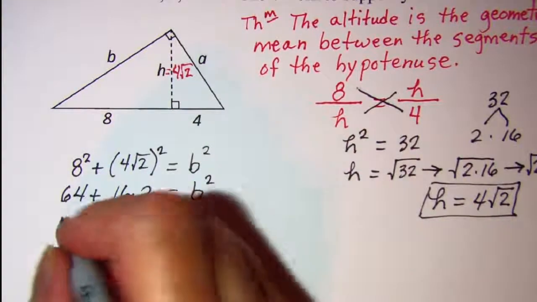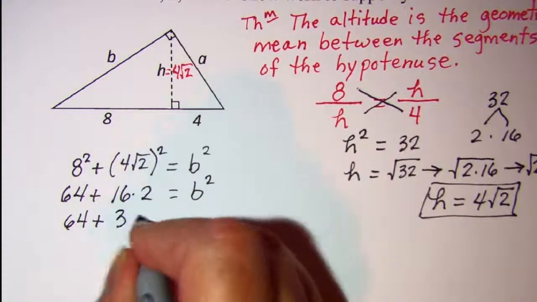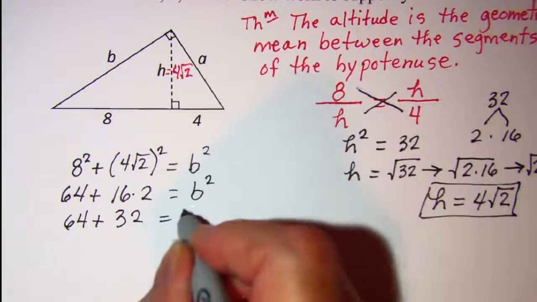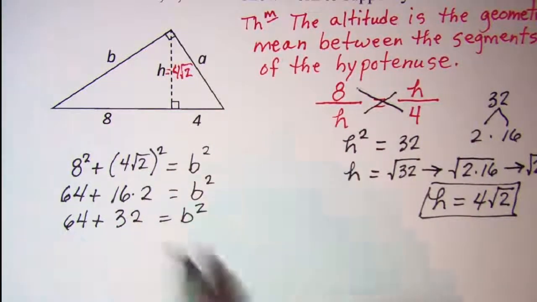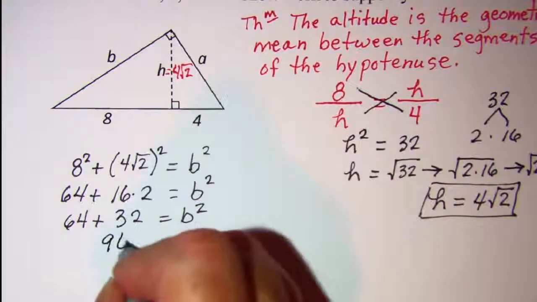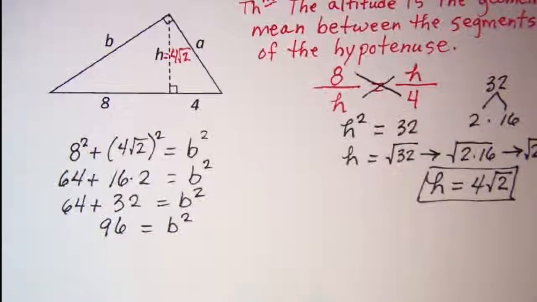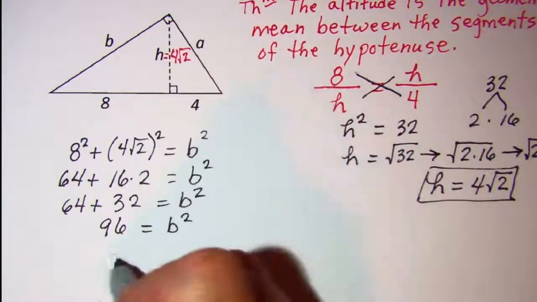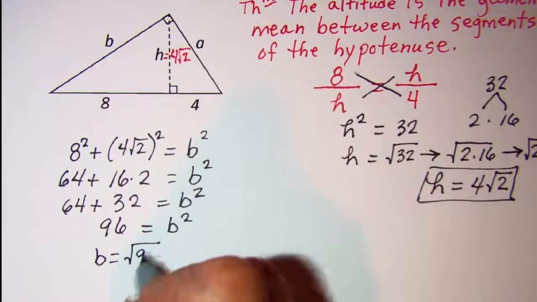So I have 64 plus 32 is equal to b squared. If I add these together, I get 96 is equal to b squared. And then square root both sides. So b is equal to the square root of 96.